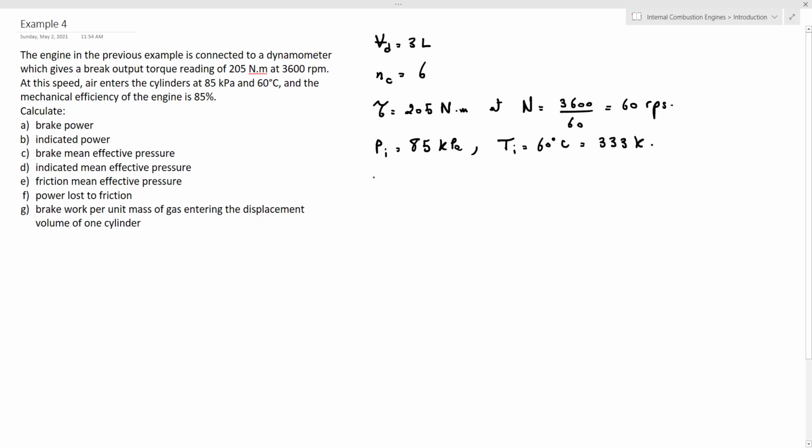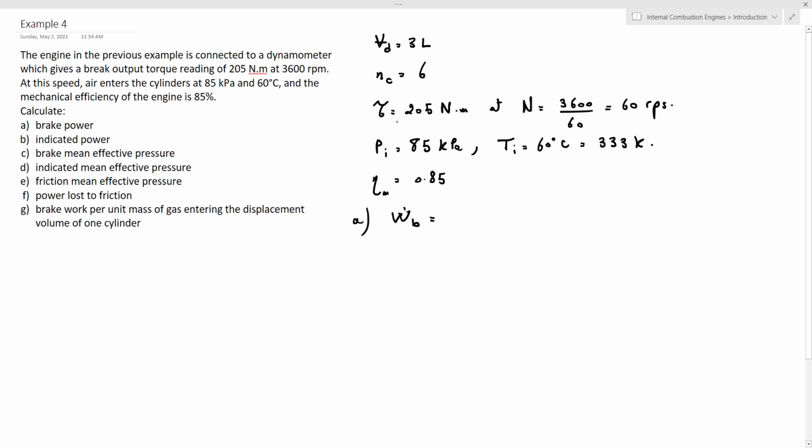Now the mechanical efficiency for the engine is 0.85 or 85%. So remember that the mechanical efficiency will account for all the power lost by the engine. So the power loss, as we said, is due to mechanical friction losses, due to pumping losses, and due to accessory power needs. Now, in part A, we need to calculate the brake power, so W dot B.